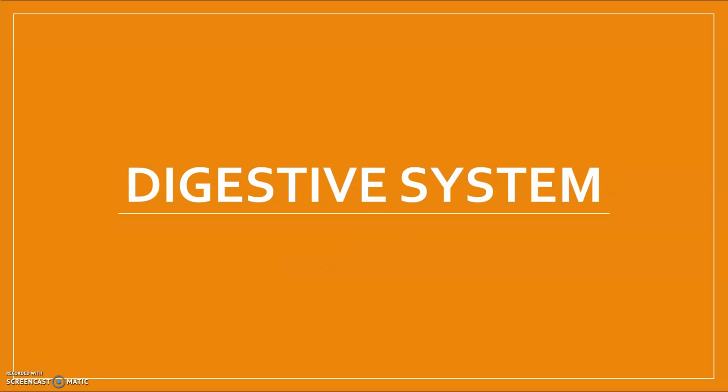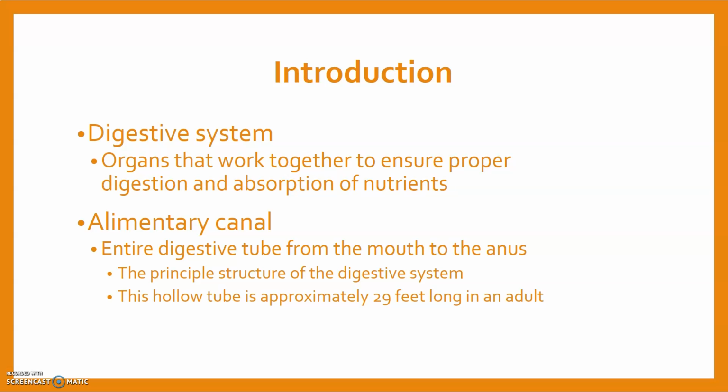For today's class, we are introducing the digestive system, and we will begin discussing its primary structures. The digestive system is made up of organs that work together for proper digestion and absorption of nutrients.